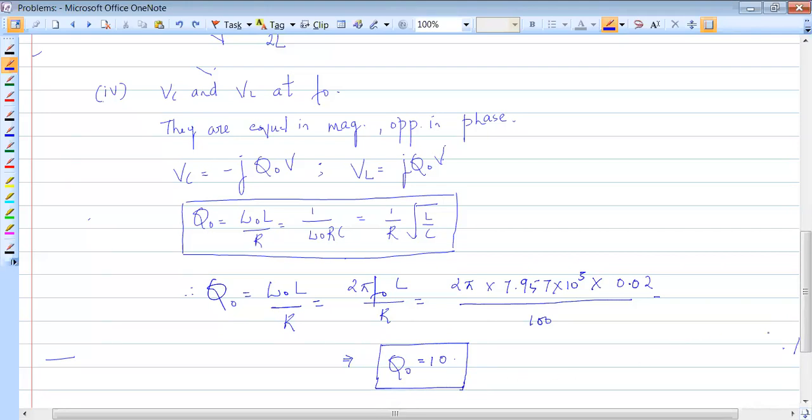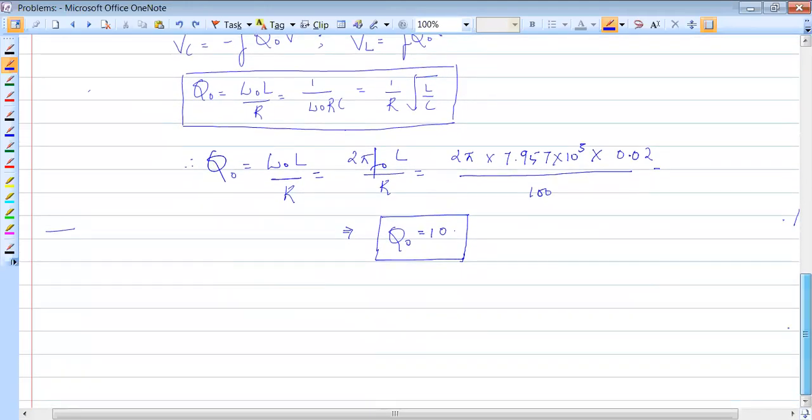Okay, so that is the meaning of it. It should be around 100 for the circuit to be good, but in whatever we have taken, it happens to be 10. Fine. Therefore, we can say our VC is minus j into 10 into V, that is 50 volts. So it is minus j 500 volts.